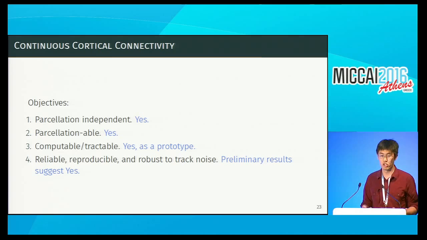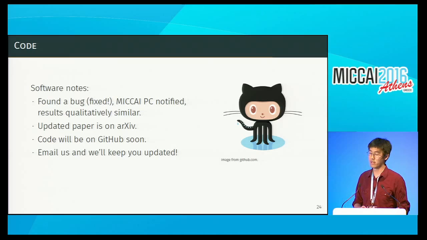So a few notes about this. We found a bug about 5 weeks ago in our code, and we notified the program chairs immediately. The results are qualitatively similar, so if you look on arXiv, there's an updated paper. We apologize about this if there's any confusion, but it's only in numerics and only in the ICC scores.